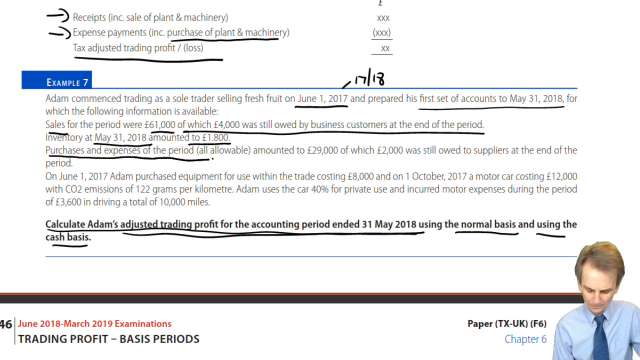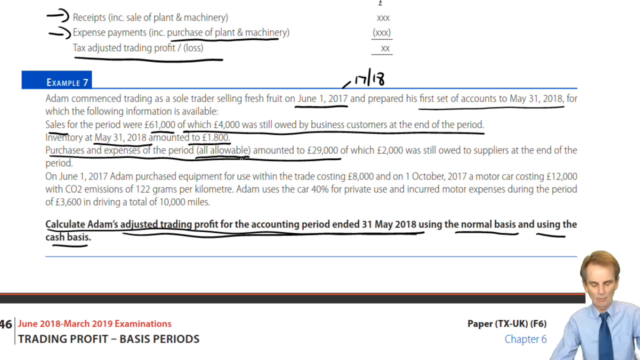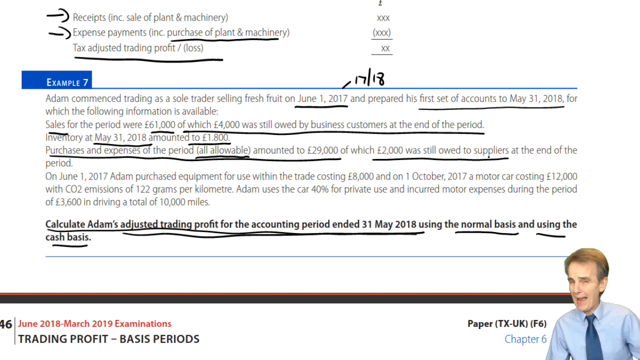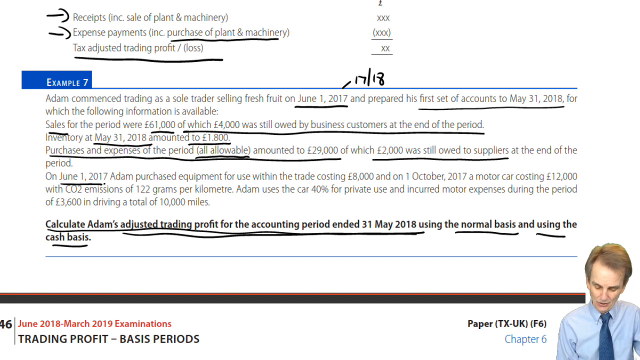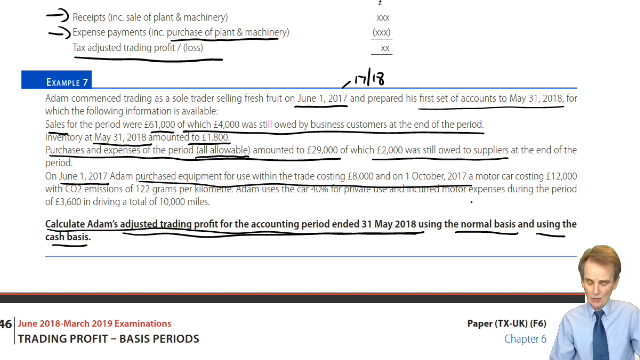Purchases and expenses are all allowable, so again that exercise has been done for us. There are no disallowable expenses for tax purposes in here, and they amounted to 29,000. Now those are the purchases, of which 2,000 were still owed to suppliers. So we haven't paid 29,000, we paid 27,000. On the 1st of June 17, Adam purchased equipment for use within the trade, costing £8,000. So £8,000 for purchased equipment is a payment made during that accounting period. That is another payment to be deducted in deriving your adjusted profit figure.